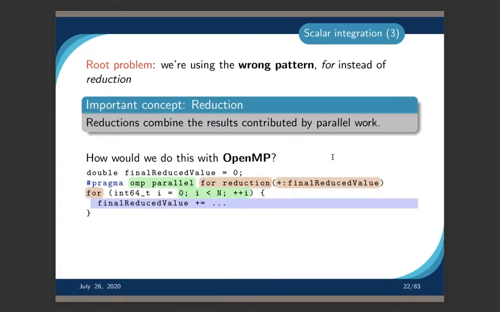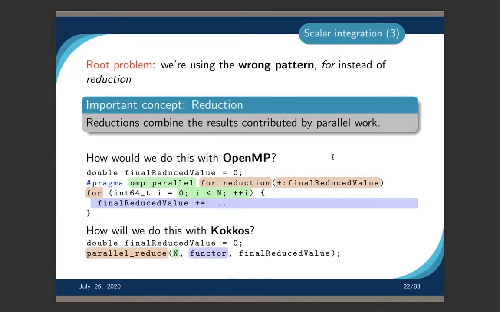So how would you do that in OpenMP? In OpenMP, which you saw yesterday, you add that reduction clause to your pattern, and you tell it what kind of reduction it is and whom you reduce into. And in Kokkos, we're going to do that roughly the same way. We now use a reduction pattern, a parallel reduce, instead of a parallel for. We still give it a range and a functor, and we give it a place where to store the final result.